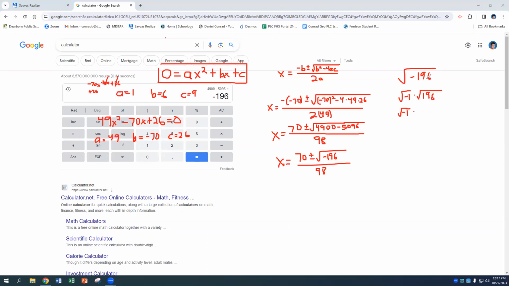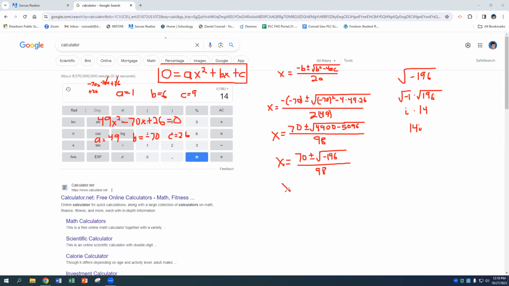All right, now we need perfect squares. I think that's going to be 49 times 4, or just square root of 196 is going to be 14, right? Okay. If you needed to check that, square root of 196 is going to be 14. Okay, so let me back up. So this is going to be i times 14. So square root of -1 is i. Square root of 196 is 14. That's going to be 14i.